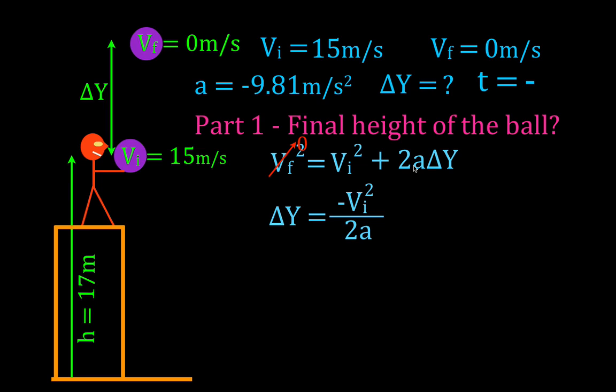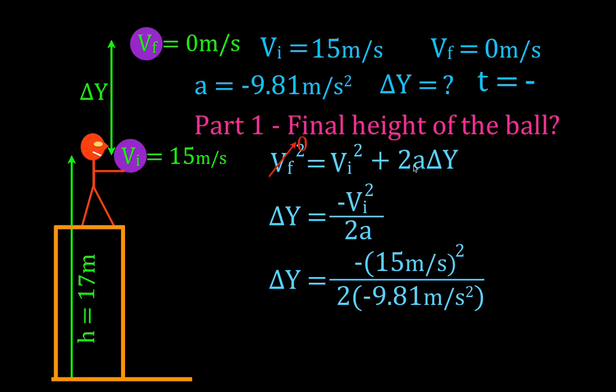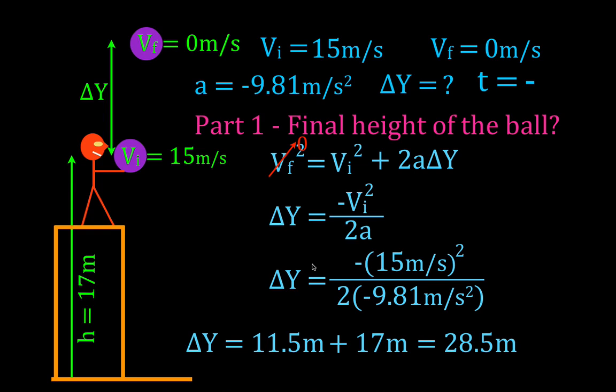Okay? Now we're almost there. We just got to plug in our values. The change in position is equal to minus 15 meters per second, squared. That's the initial velocity, divided by 2 times minus 9.81. And we get that the change in position is 11.5 meters. Well, we want the final height. It starts 17 meters off the ground, so we have to add, obviously, 17 meters to that, and we get that the total height of the ball, the final height of the ball, is 28.5 meters off the ground.